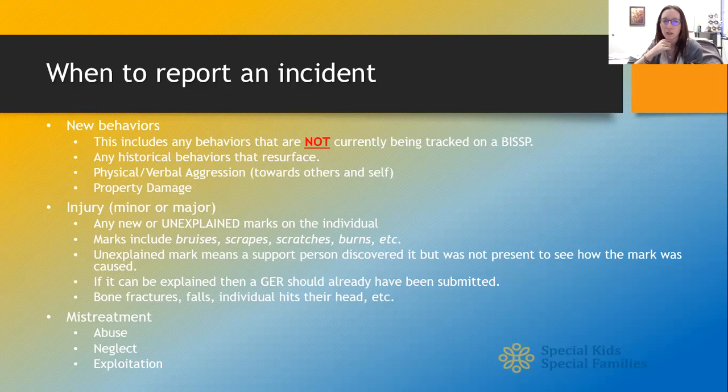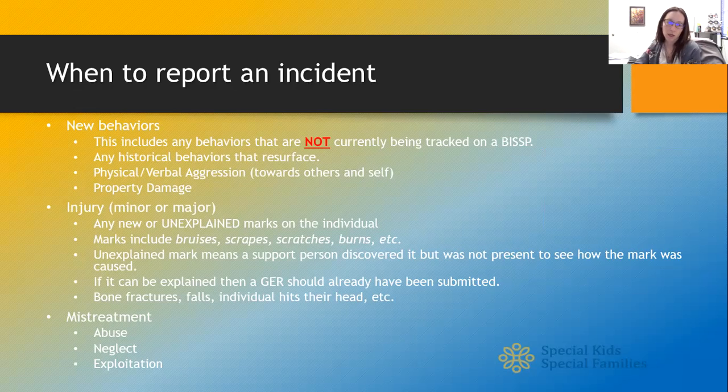Obviously, your more major injuries, bone fractures, falls resulting in their head being hit, things like that clearly need to be reported. And of course, we'll go over this later in the training, but there are going to be different classifications of reports made dependent on the injury.